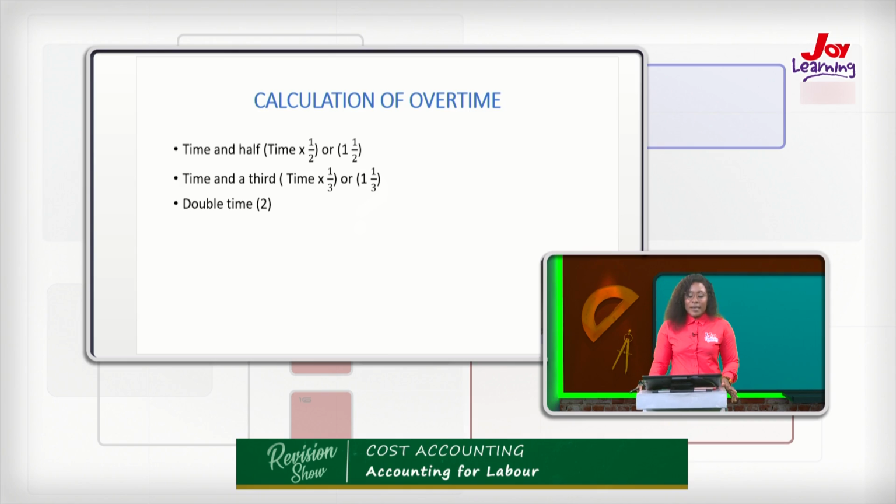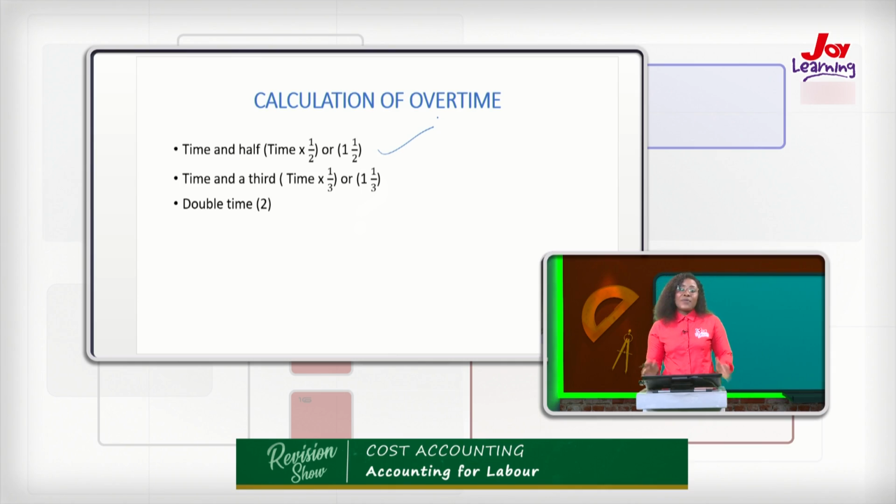We have time and a half. It is the organization's duty to pay you an amount of money for the extra hours you have worked. So if I'm supposed to go to work for 8 hours and I work beyond the 8 hours, my organization needs to pay me for the extra hours I have done. So we have time and a half as one method of calculating overtime.